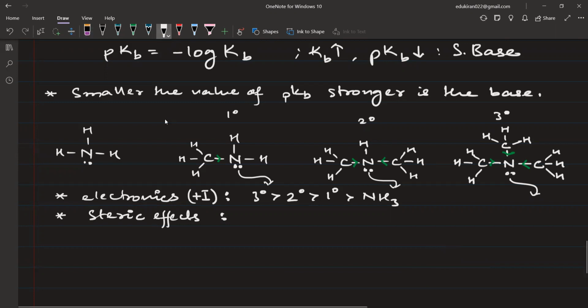So please see, in steric effects, if I talk about steric effect, then it is easiest for NH3 to give electrons, followed by 1 degree, then followed by 2 degree, and then followed by 3 degree. Now we have got conflicting results. Yes or no? Please tell me guys. Correct है? Yes, sir. ठीक है.